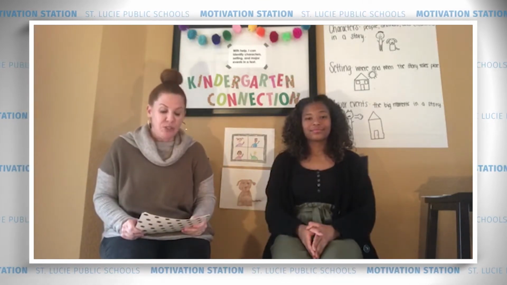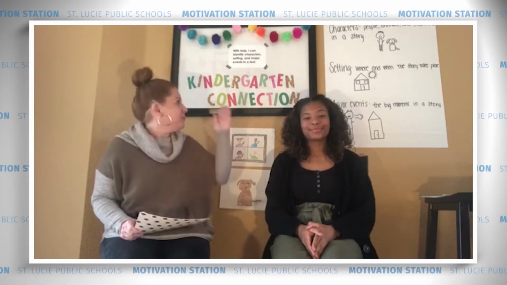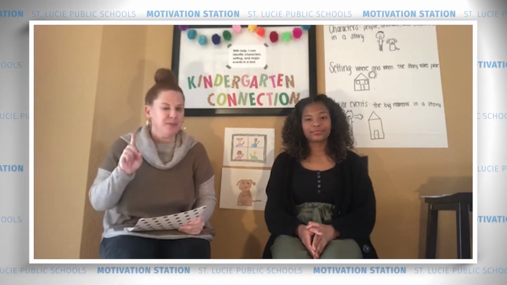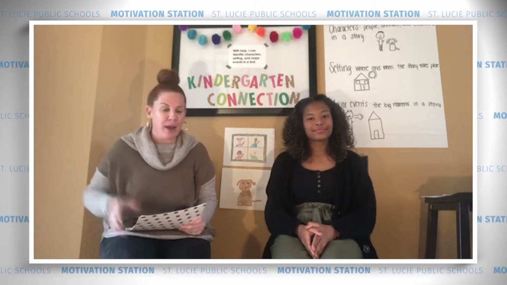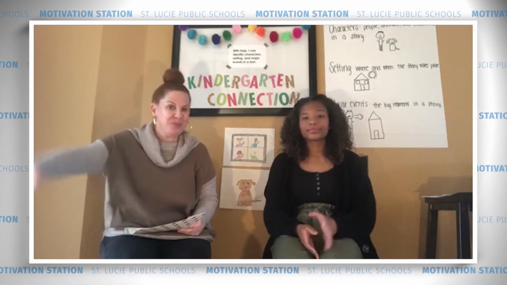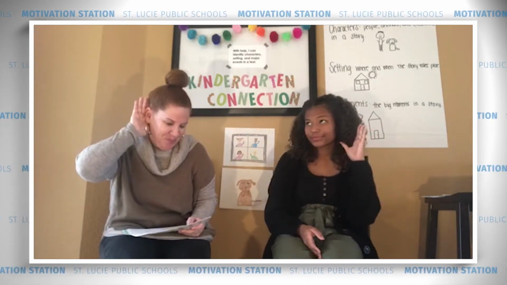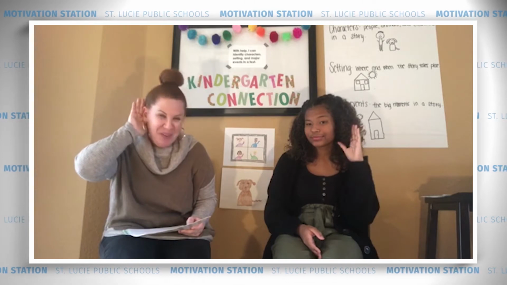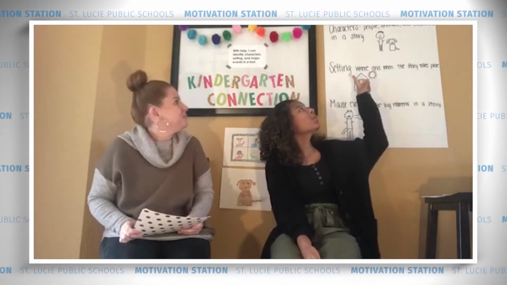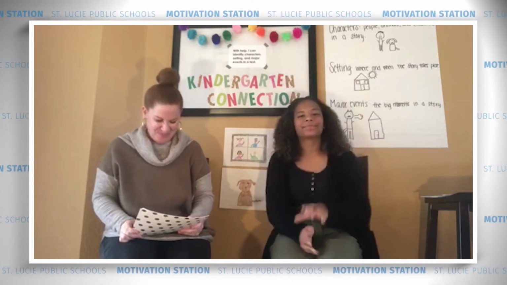Today, we're going to continue with our target from last week. I can identify characters, setting, and major events in a text with help. Again, I love the way you guys are sitting on your bottoms with your listening ears turned on. Let's review what each part of our target means. What are characters? Wow, I heard some great answers. Characters are people, animals, and creatures in a story.